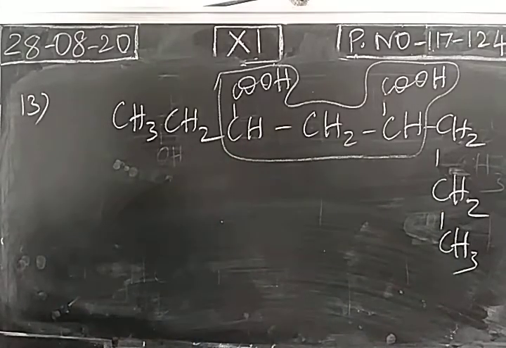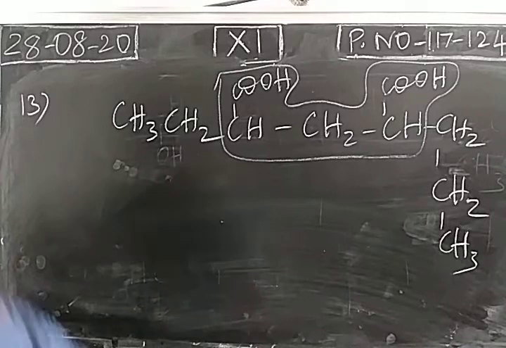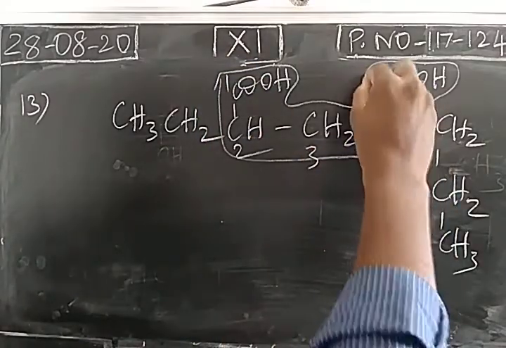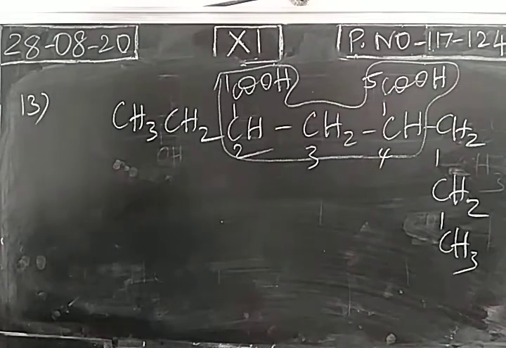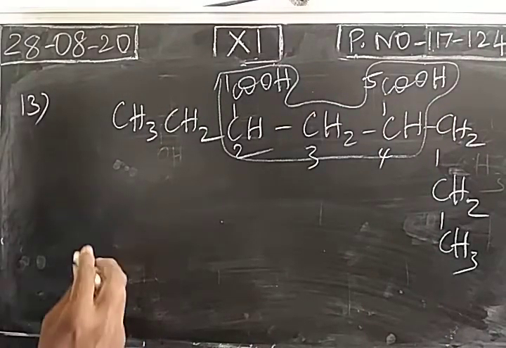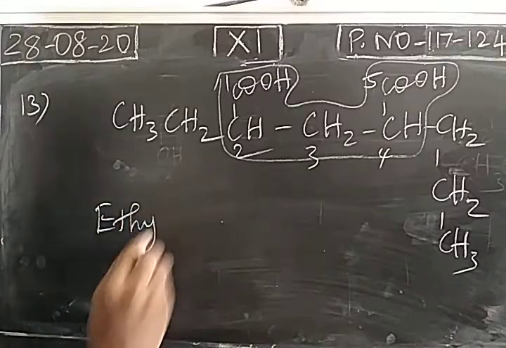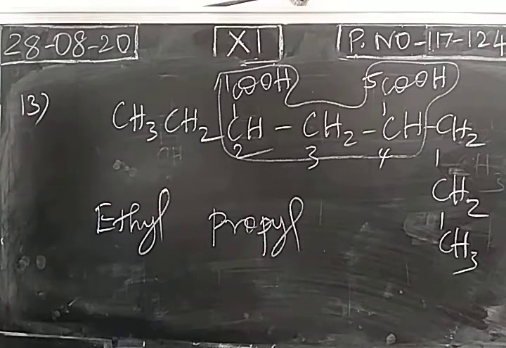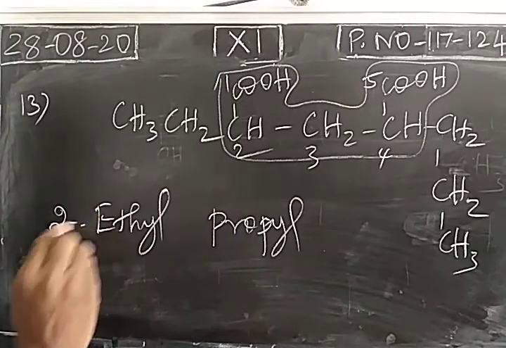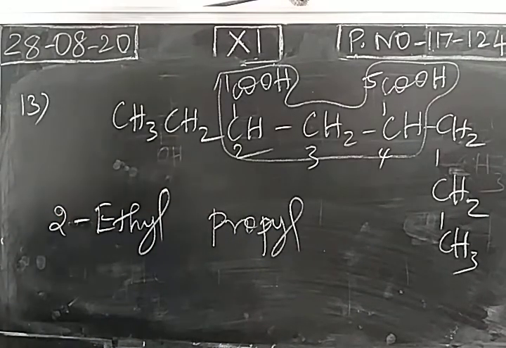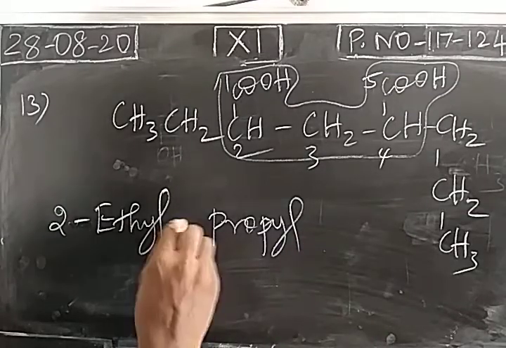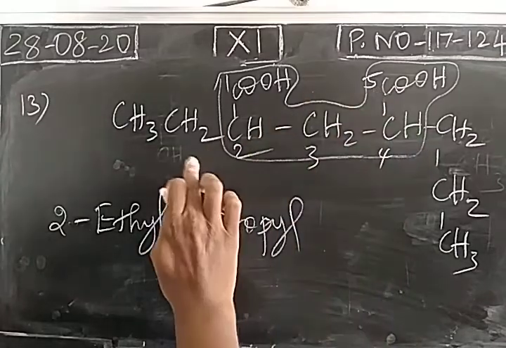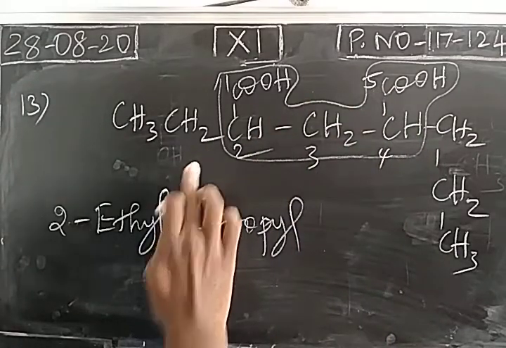So we have two substituents, ethyl as well as propyl. Okay, now we can give numbers. Totally 5 carbon atoms in the longest chain, and we have the substituents ethyl as well as propyl. The position of ethyl is 2. The position of propyl is 4. If you start numbering here, this will have number 4. So that will be the wrong one.